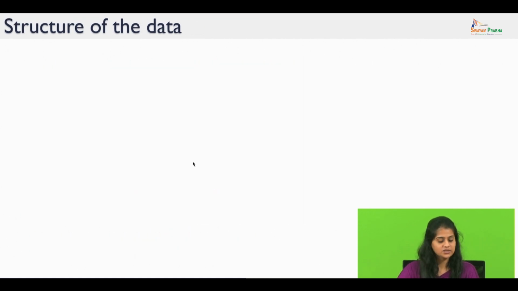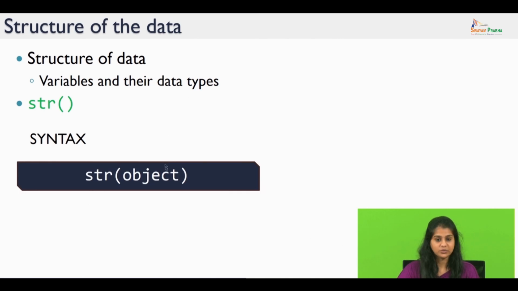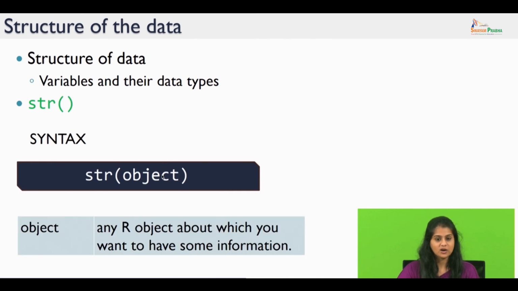Now let's look at the structure of the data. By structure I mean the variables and their corresponding data types. So structure is the command which is represented as str. I need to give an object to it as input. The object here is the desired object for which we want to look at the structure.